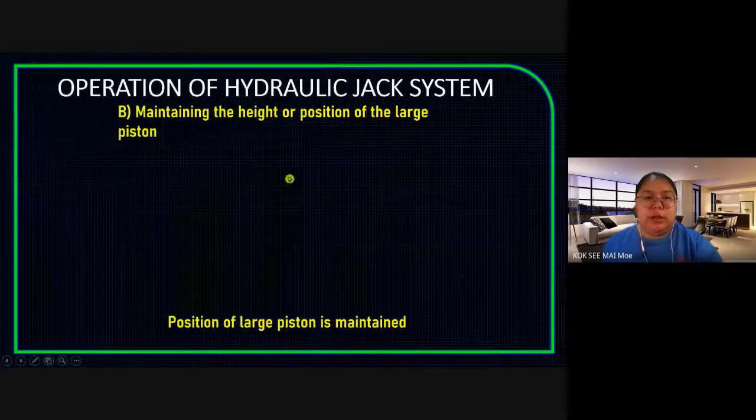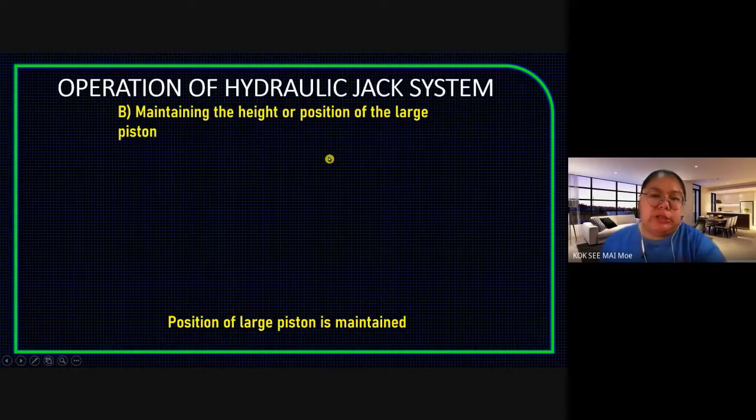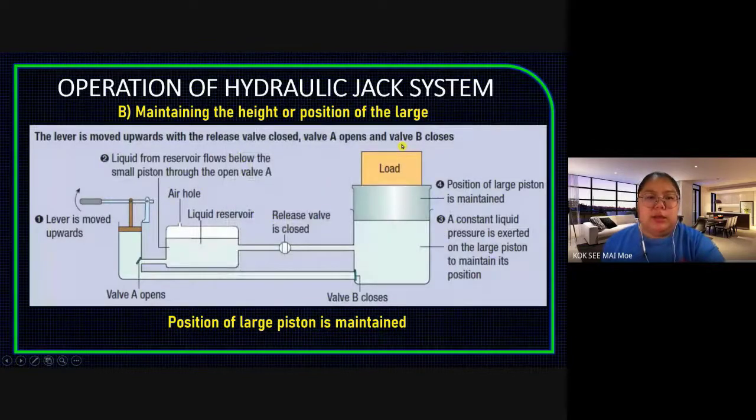Okay, now we go to maintaining the height or position of the large piston. Here it says the position of the large piston is maintained. Number 1, just now you pressed down, now you go up. The lever is moved upwards. When you move upward, what happens? Liquid from the reservoir flows below the small piston through the open valve A. You can see B is closed already and A is open. It lets the liquid come out from the reservoir, because just now you sent it here and there is not enough liquid.